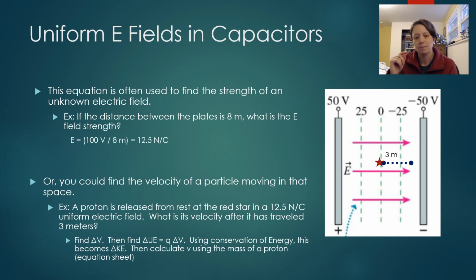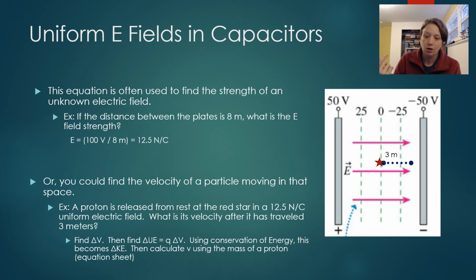Then you can figure out how much electric potential energy that proton gained, because electric potential energy is defined as the test charge, which is the proton, times how much voltage it changes by. So you ought to be able to calculate delta UE for that proton. Remember that Q of a proton is a constant and it's given on your equation sheet.